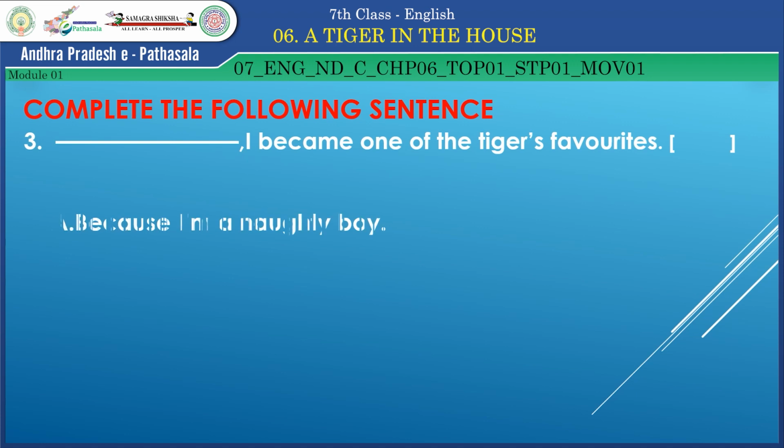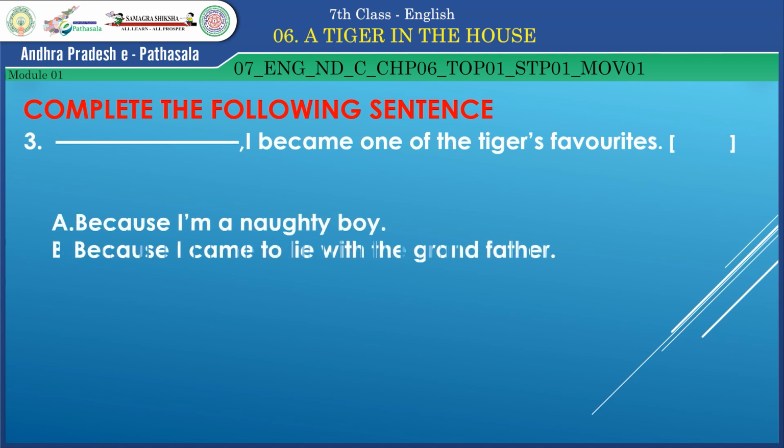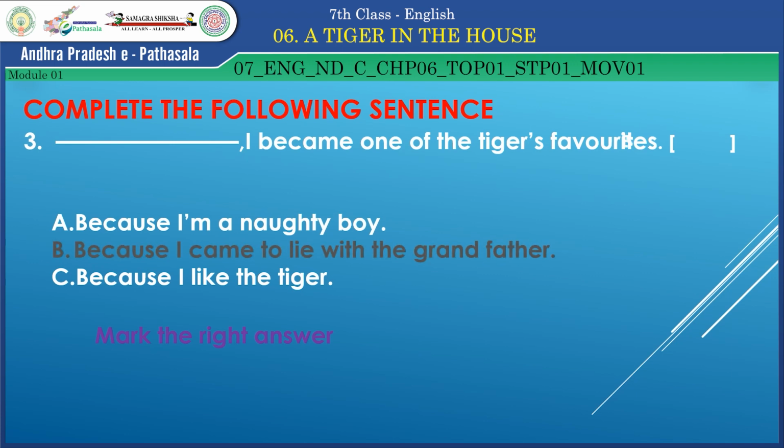Option A. Because I am a naughty boy. Option B. Because I came to live with the grandfather. Option C. Because I like the tiger. Mark the right answer. Can you guess which one is the correct? Yes, you are absolutely right. The answer is option B.